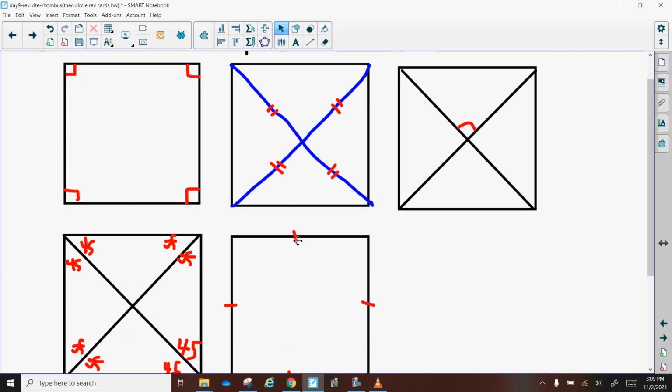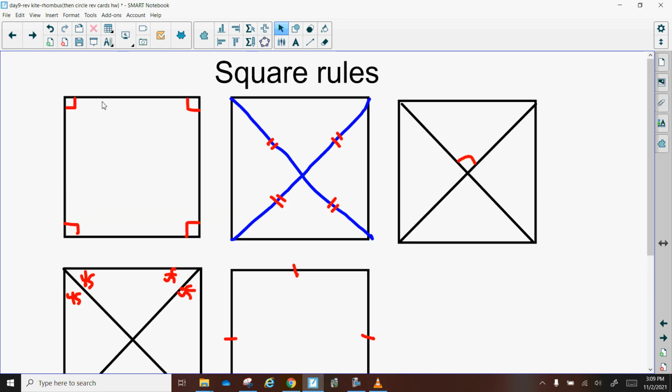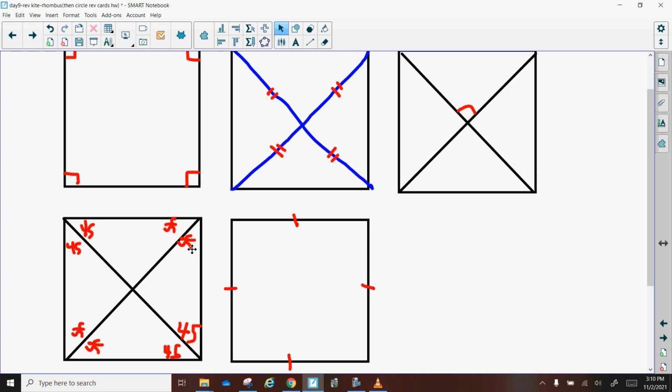A square is a rectangle, so all sides are equal, opposite sides, but all sides are equal. It's a rectangle, so all angles are 90. It's a parallelogram, so the diagonals bisect each other. It's a rhombus, a square is a rhombus, so the diagonals are perpendicular. And it's a rhombus, so the diagonals bisect the angles.